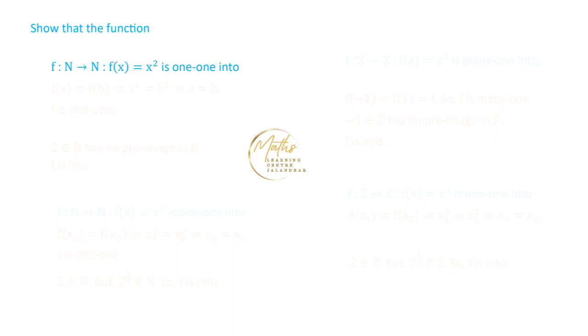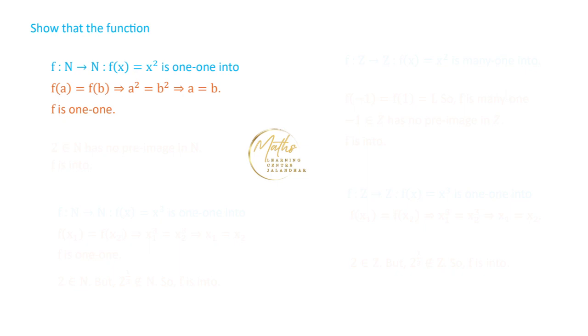Now it is important to note over here that both domain and codomain are natural numbers. To prove that it is 1-1, we consider f(a) equal to f(b). So if f(a) is equal to f(b), we get a square is equal to b square. Now both a and b are natural numbers, so this implies that a is equal to b. So we are saying that the function f is a 1-1 function.